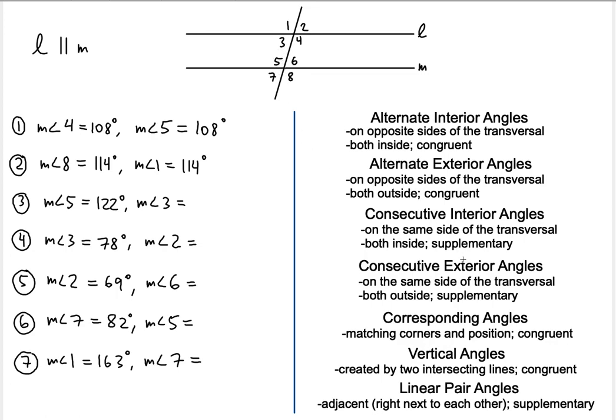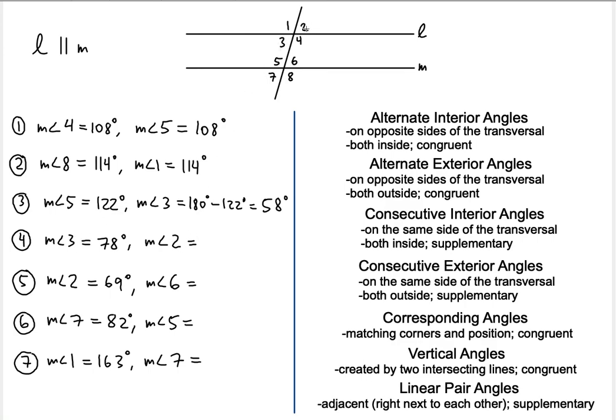So 3 and 5 must be consecutive interior angles, because they're inside. So what do we know about consecutive interior angles? They're supplementary. So the sum of the measures of these two angles, 3 and 5, must be 180 degrees. That means to find the measure of angle 3, we just subtract the measure of angle 5 from 180, and then we will find the measure of angle 3. So this is going to be 58 degrees.